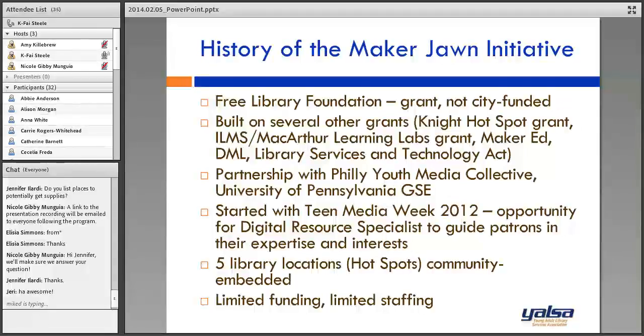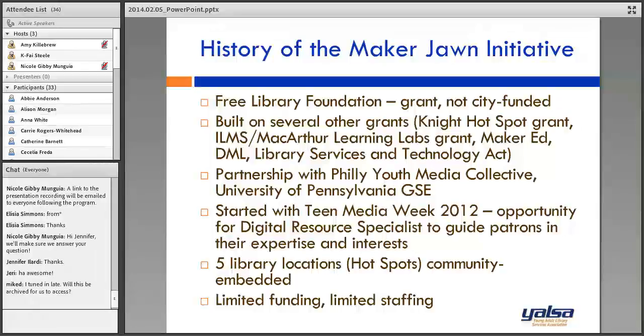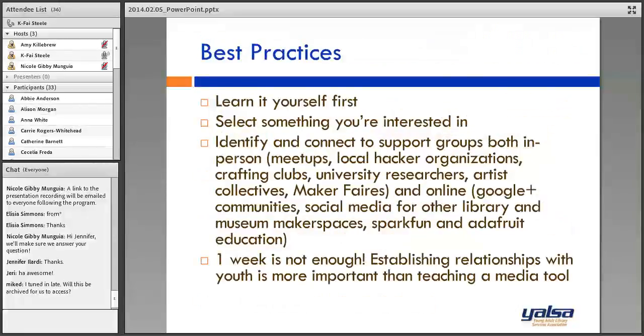So again, we started with this Teen Media Week in 2012, and it was at 5 library locations. They were community embedded, primarily in North Philadelphia. I'm imagining that many of you out there are thinking, you have very limited funding, very limited staffing. You're already doing the work of 5 people, but I'm telling you right now, it is possible for you to do this. Okay, so some best practices.